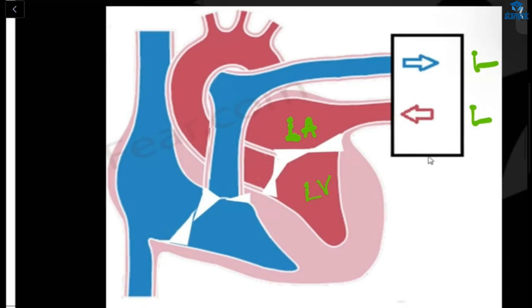Okay. Then what is this? Ma'am, right artery. Right atrium. Right atrium. And that is right ventricle. Okay. These all are simple. Now let's go to this one. What is this?